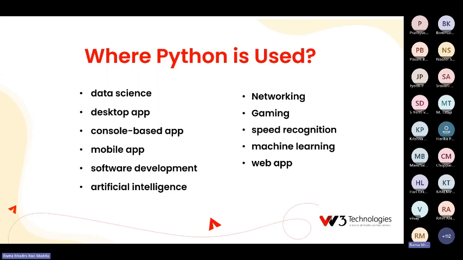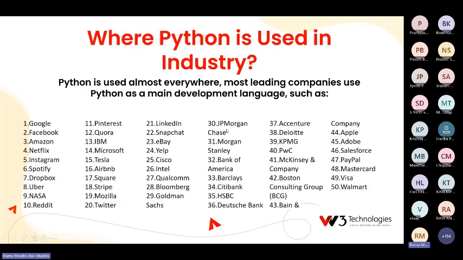So where is Python used? Python is used for data science, desktop applications, console-based applications, and mobile app development. Also general software applications, artificial intelligence, networking-related applications, gaming, speech recognition, machine learning, and web applications. For several purposes, Python is used.